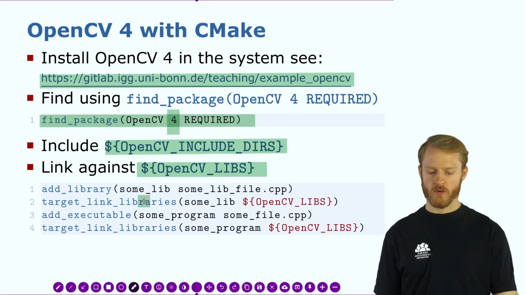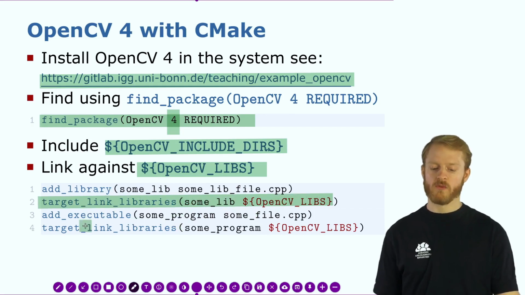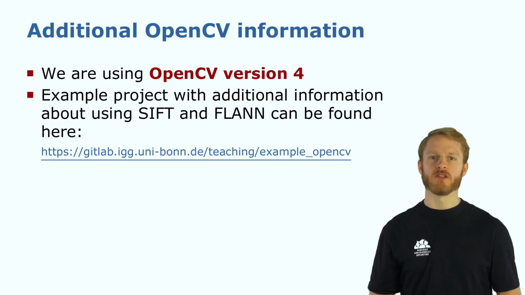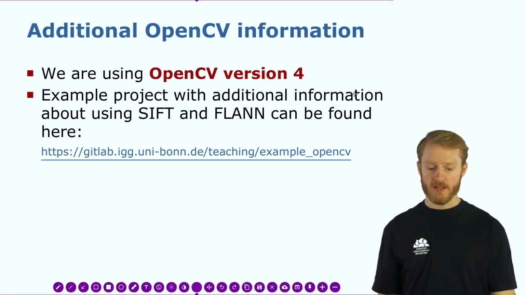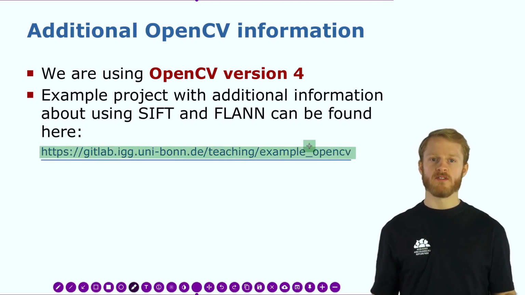So for example, if we want to link a library with the files, we will use target link libraries, and we specify the library and what we want to link against. And if we want to link with an executable, we say this executable links with these libraries. This is mainly what we wanted to show you about OpenCV. Again, it's just a small part of the library and how to use it, how to compile it. You can find it in this example that we provide you, but if you already have the library installed, you can also link it as we showed in the previous slide.